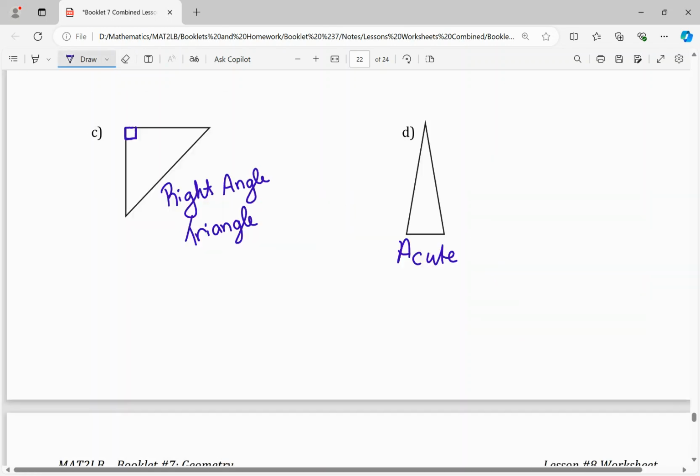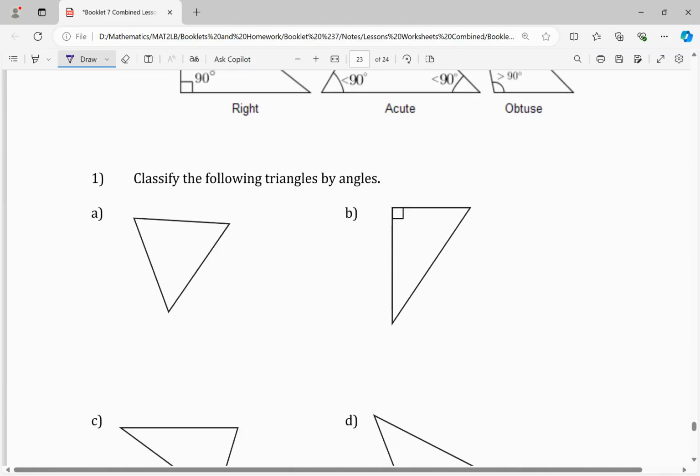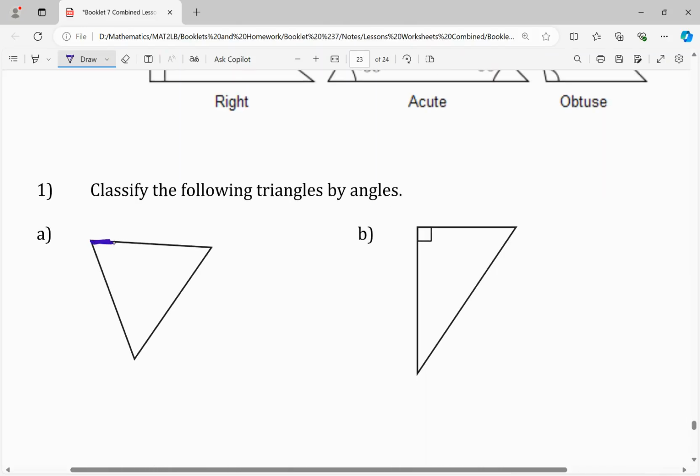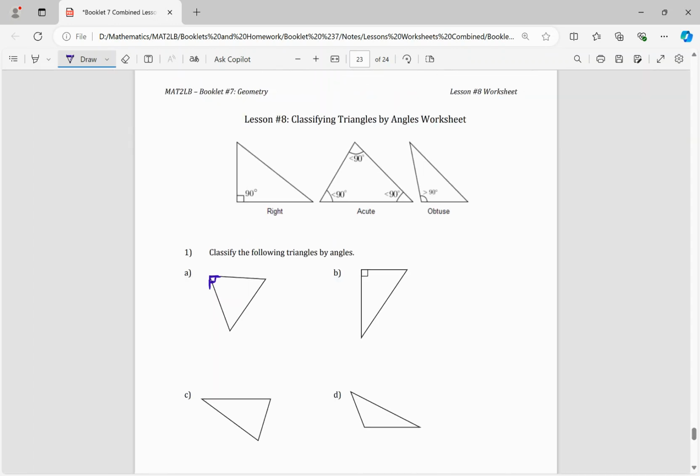Right? So from here, you can get started on your homework. Remember that if you're ever struggling, you can always draw what 90 degrees would look like, and then you can see if that angle is more or less than 90 degrees.